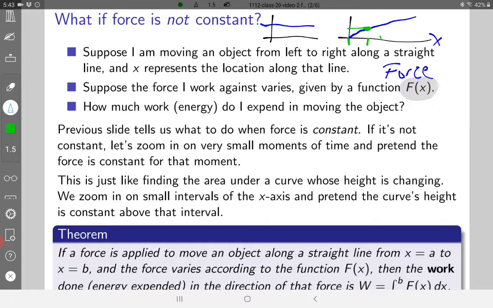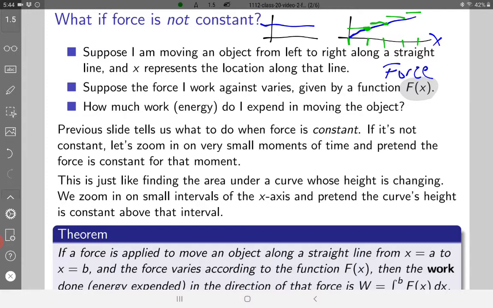And then let's pretend that in the next moment, the force is constant and it's equal to the value at the right-hand endpoint. And then the same thing, and so on. And so we can pretend that momentarily the forces are constant and know that it's not a perfect explanation of how much energy I'm expending, but maybe it's going to be a close enough approximation.